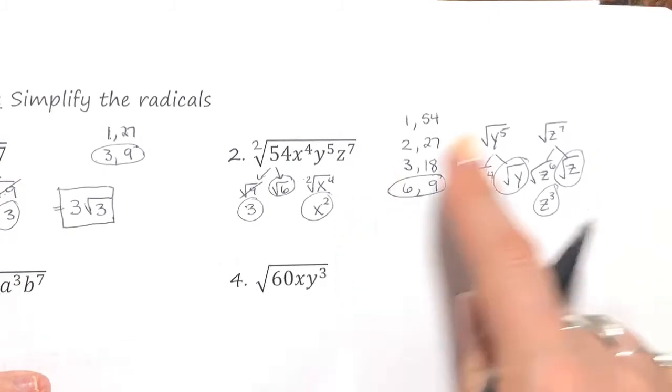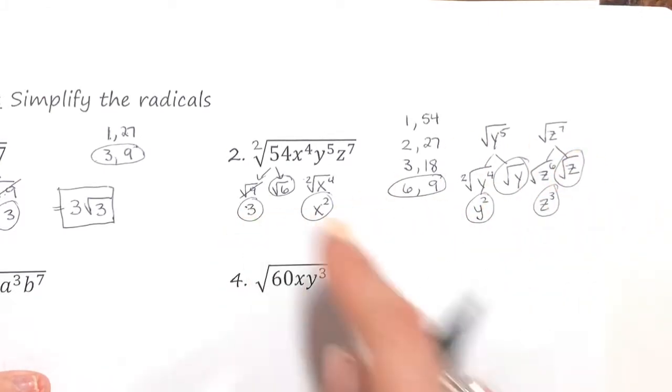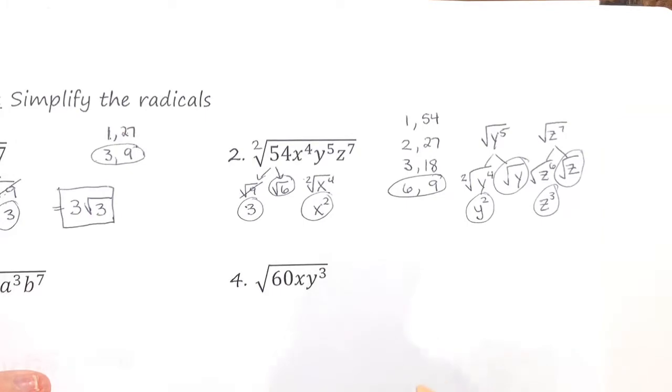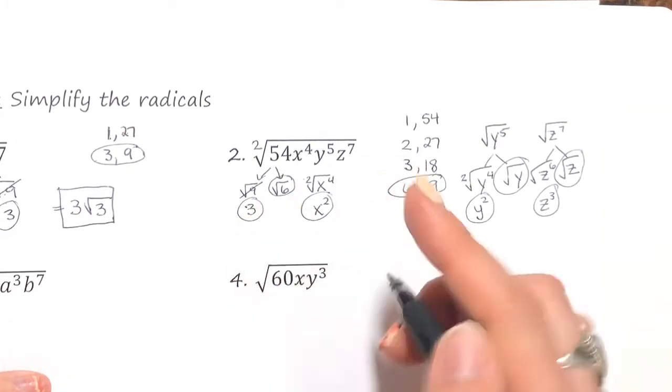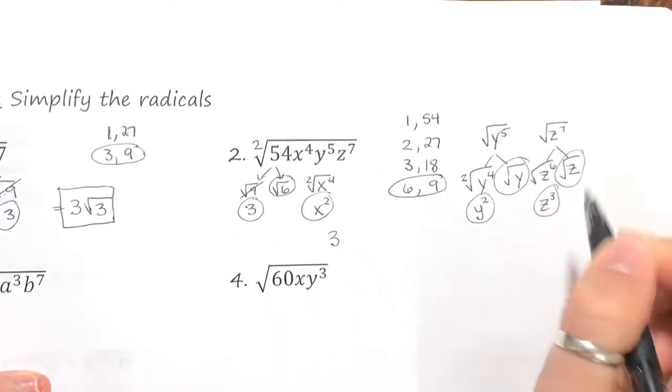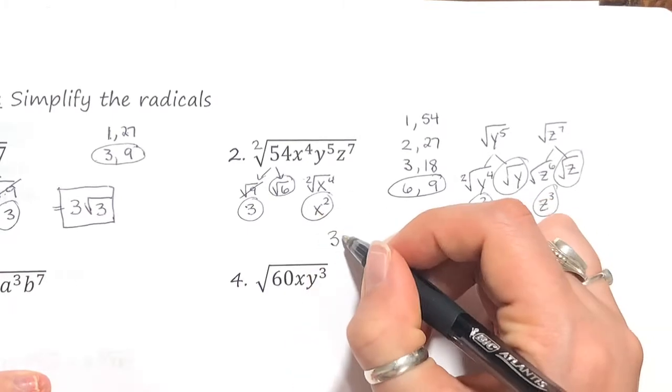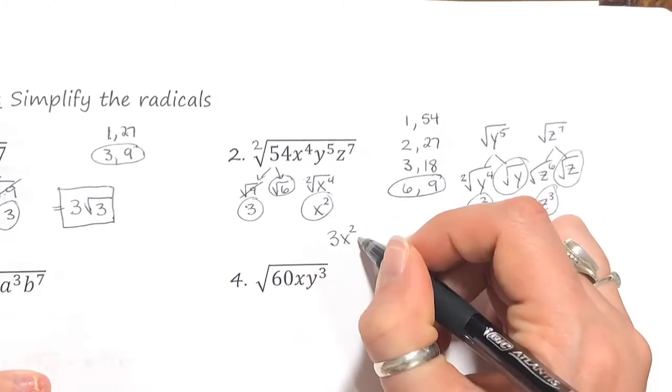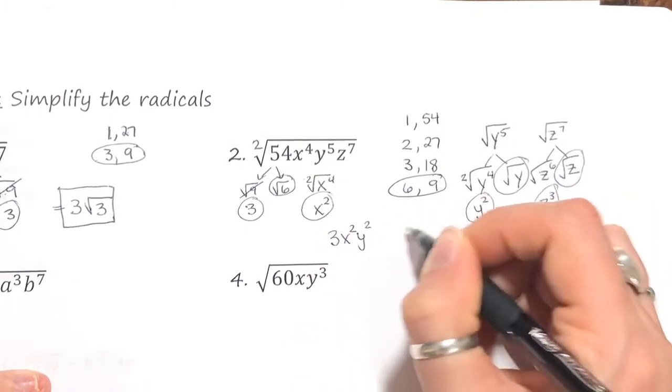So now we just put all of our parts together that I've circled here. So everything that is not in a square root, let's take first. And usually we start with a number. So we're going to have a 3 and then an x squared. We have a y squared and a z to the third.